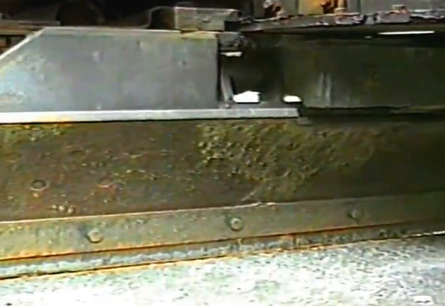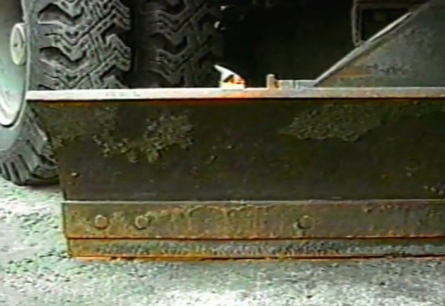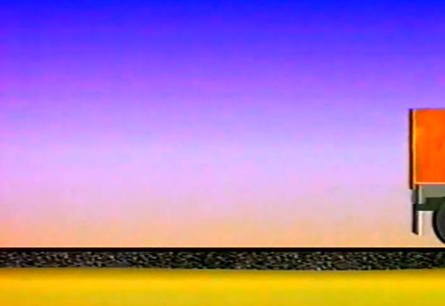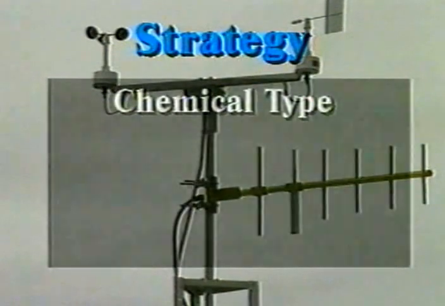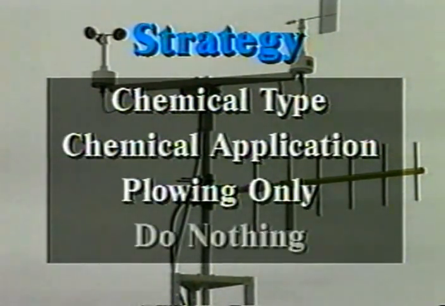Plow cutting edges should ride on the pavement to remove as much snow and ice as possible. Casters or shoes should not be used unless required for safety on certain highway segments. A slush blade behind the cutting blade may be desirable. Choice of chemical and application rate, use of plowing alone, or doing nothing can all be informed decisions based on knowledge of the local conditions provided by road weather information systems.